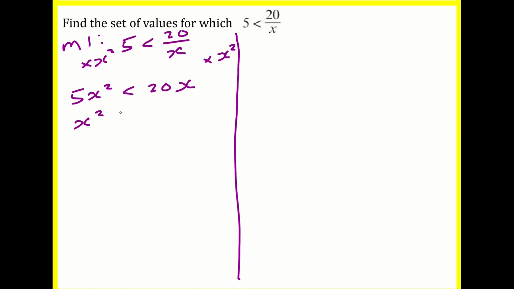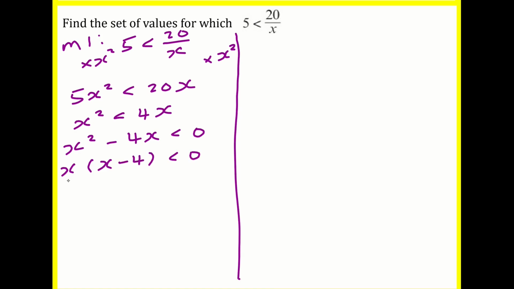I would immediately divide through by 5, and I've got a quadratic inequality. So x squared minus 4x is going to be less than 0. I'll factorize that. I get roots of 0 and 4. And so I see that 0 is less than x, which is less than 4.